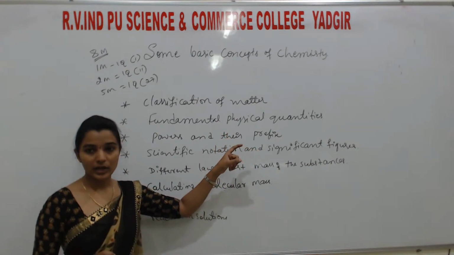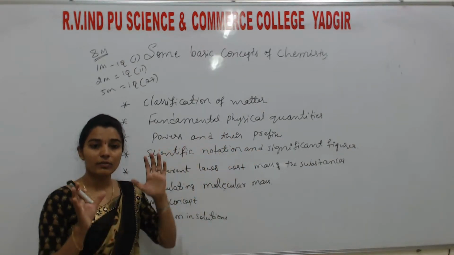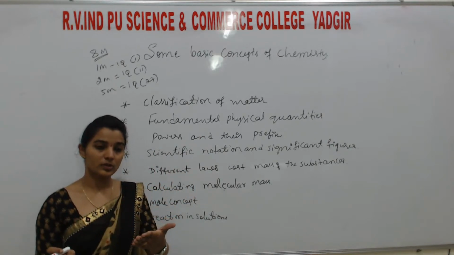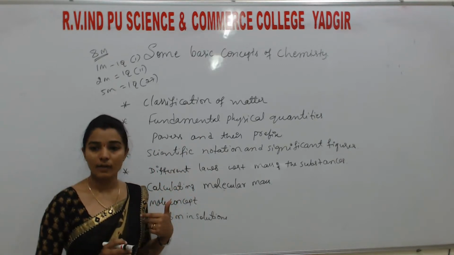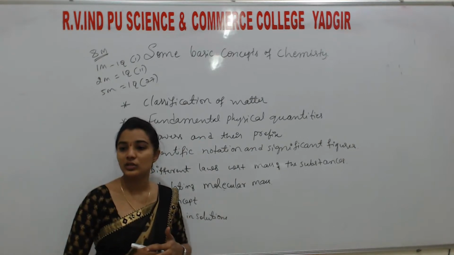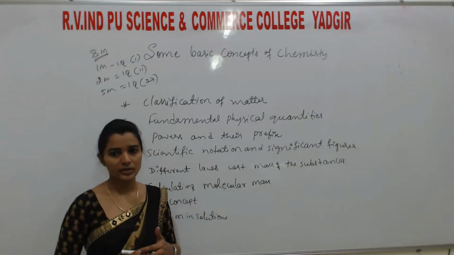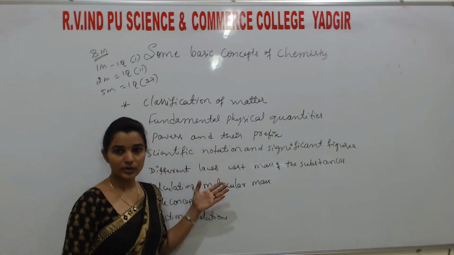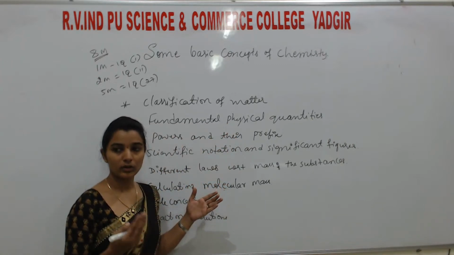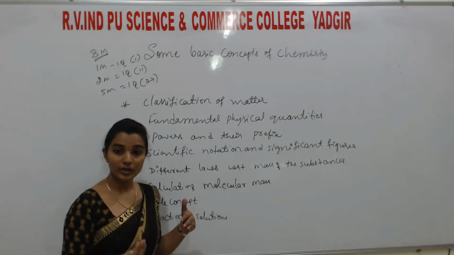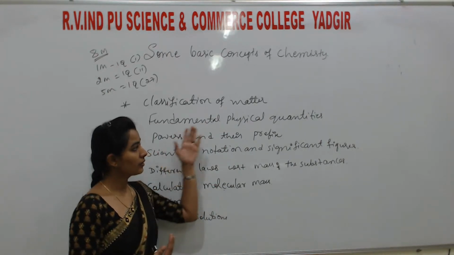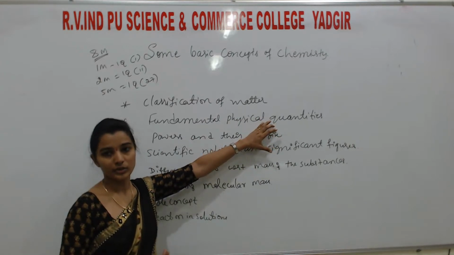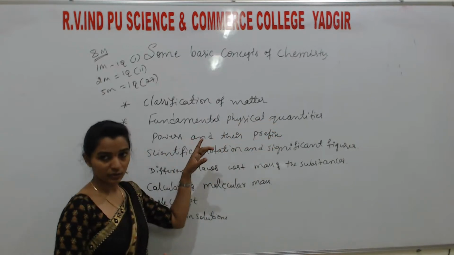In that chemical classification, we can classify matter as pure substances and mixtures. In pure substances, again they are classified as elements and compounds, and mixtures as heterogeneous and homogeneous. Understand? Next, fundamental units: 7 units are there for length, mass, weight, time, for everything. 7 quantities are there. For those 7 quantities, we have fundamental units and SI units also.